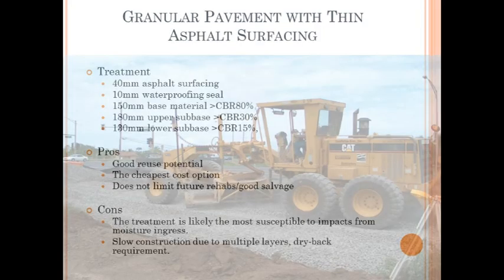First up, we've got the granular pavement with thin asphalt surfacing. So this would involve a fairly substantial granular layer being constructed. As we can see here, it involves three separate granular layers, and then a 10mm waterproofing seal followed by 40mm asphalting. Now this option would make good use of the existing extended granular material, provided it can be reused, and it also comes across as the cheapest cost option.